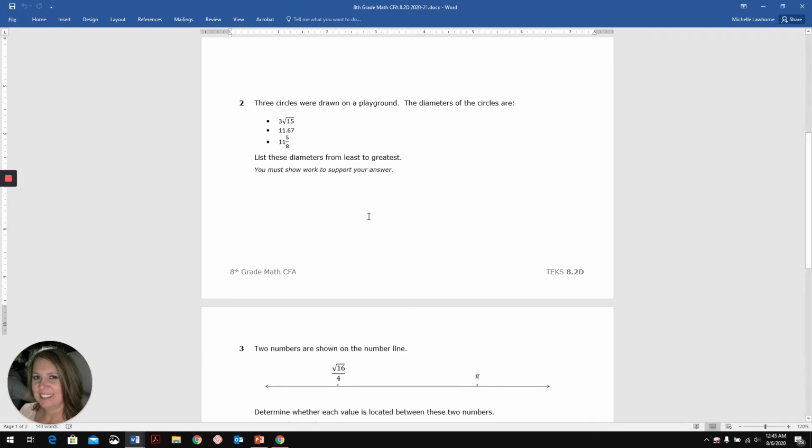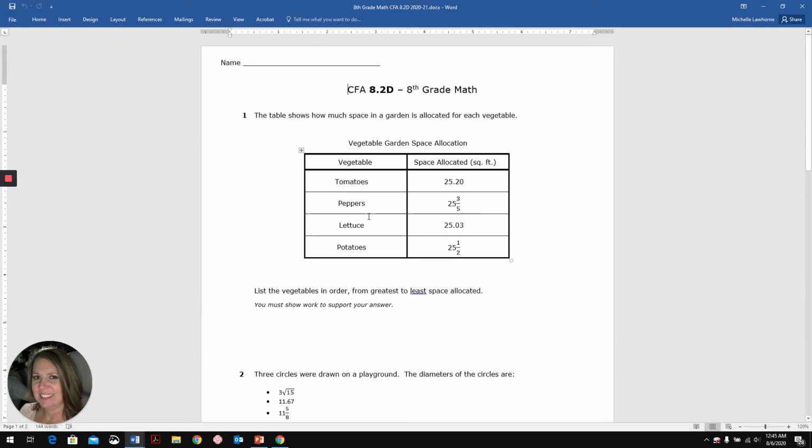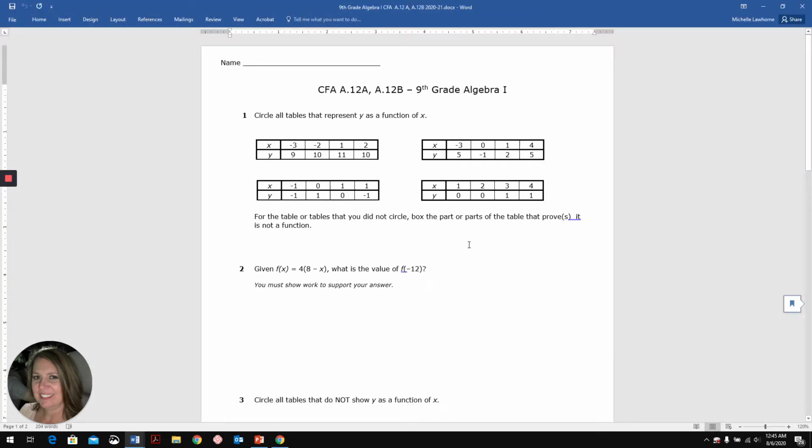That's the idea behind a CFA. It's not only what do they know, but where are they struggling and how can I help them. Here is an Algebra 1 CFA. They are supposed to circle all tables that represent a function. Not only that though, whichever tables were not circled, they have to show us why.